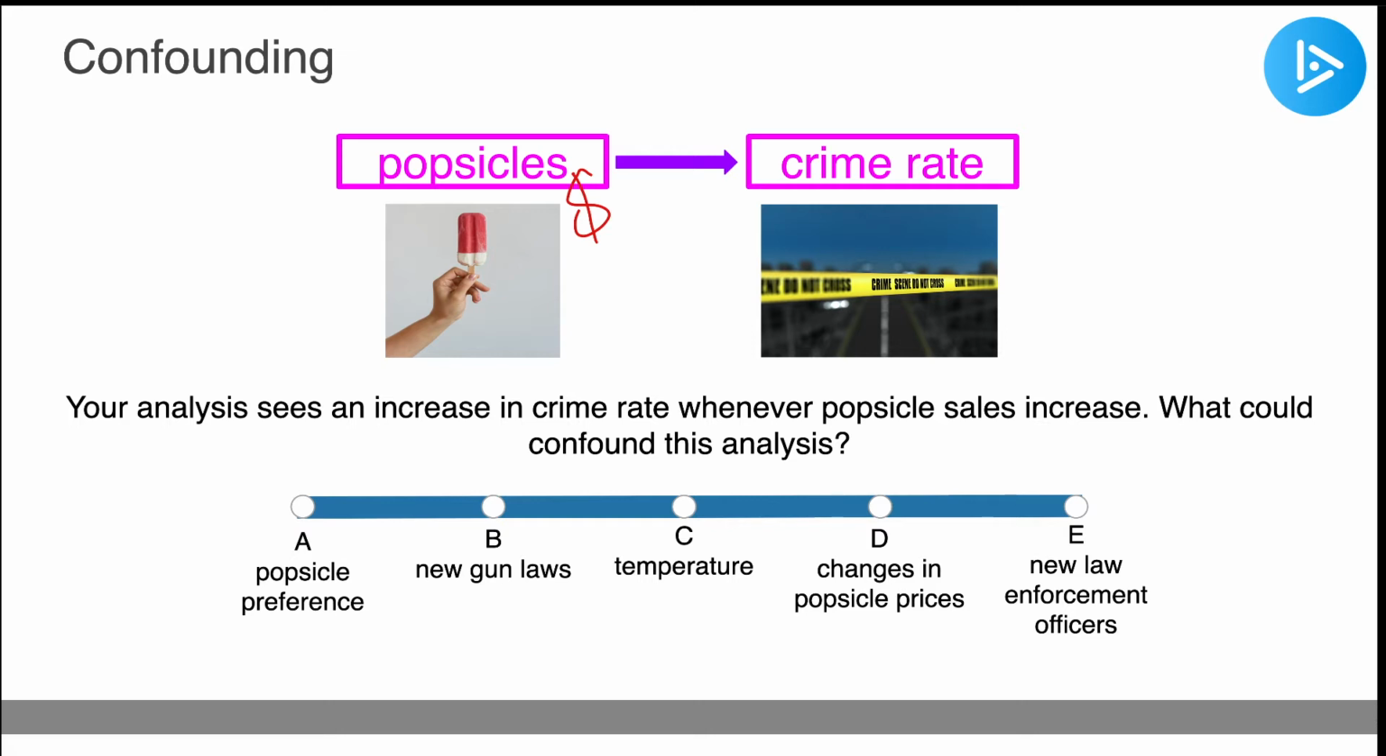Okay, somebody? Anybody? Yeah, back row, the one with the cool shoes. All right. I'm not sure why you think that a change in popsicle price is changing the crime rate, right? So changes in popsicle prices, option D, that can certainly change popsicle sales, right? That makes total sense. But what we're after with a confounder is that something is responsible for both the change in popsicle sales and the change in crime rate. And I just don't see how changes in popsicle prices are responsible for crime rate.